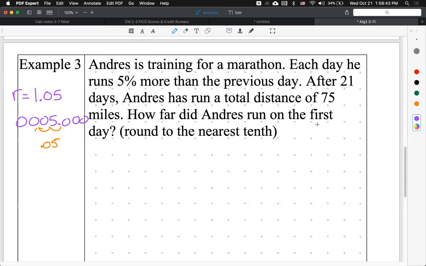We actually don't know A because the first day is A, right? And that's the question. How far is the first day? So yeah, let's label that A, but you need to label a different one, though. Yep, S sub N, thank you.